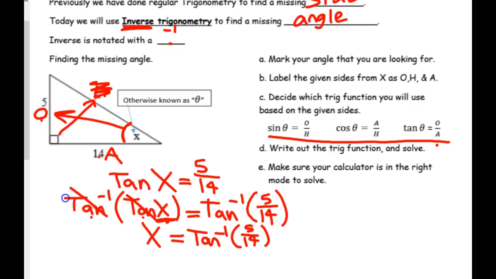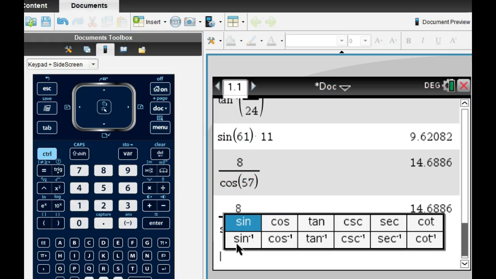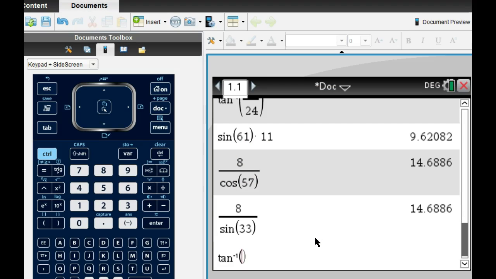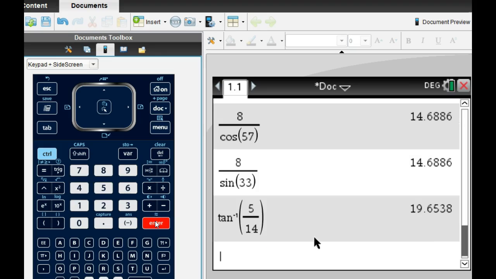And now you just type it in the calculator to get your answer. So we go to calculator, tan inverse is on the bottom. Make sure it's got that little -1 on it. And it's what over what? 5 over 14. You can do 5 divided by 14. And as long as you're in degrees mode, you should get 19.65.